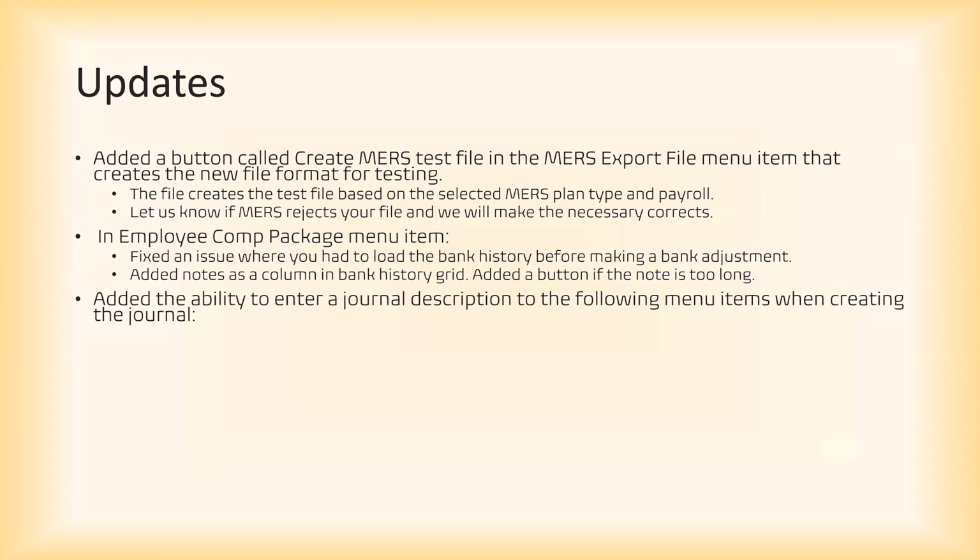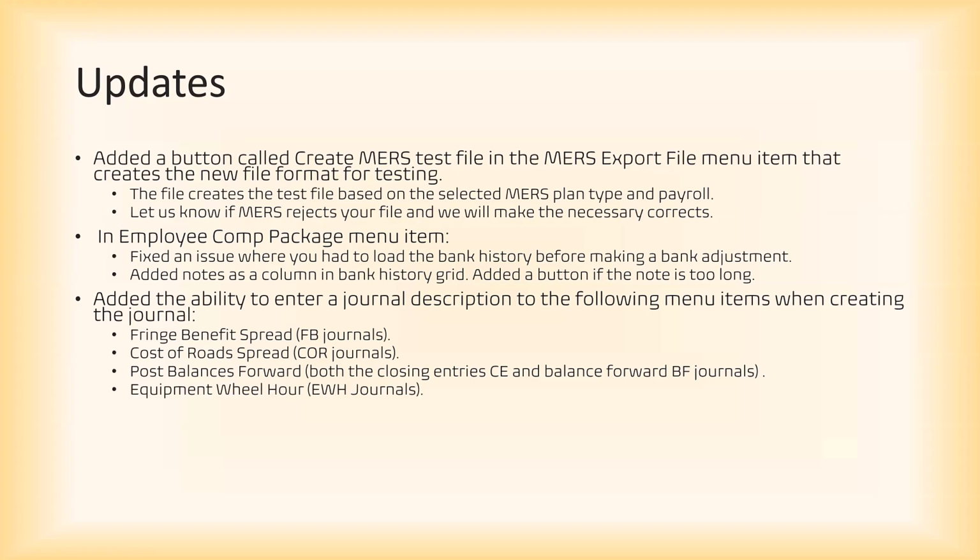We added the ability to enter the journal description to the following menu items when creating the journal: fringe benefits, cost of roads, post balances forward, and equipment wheel hour. For those four menu items, there'll be a spot with the journal description, our typical pre-filled one, but you can change it if you want. We know that some people like to change the journal entry. So now instead of having to reopen the journal in GeoPost and change it, you can just change the journal description right there.